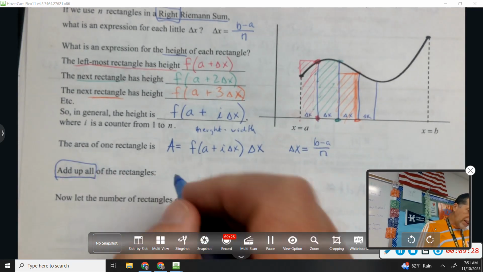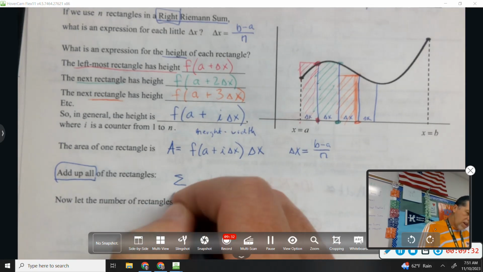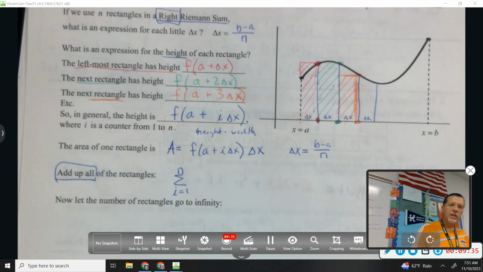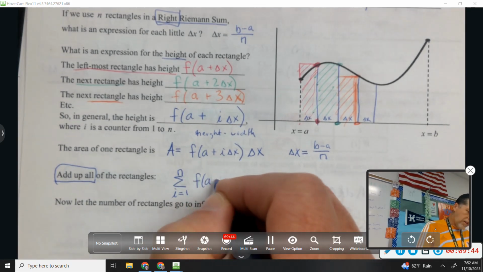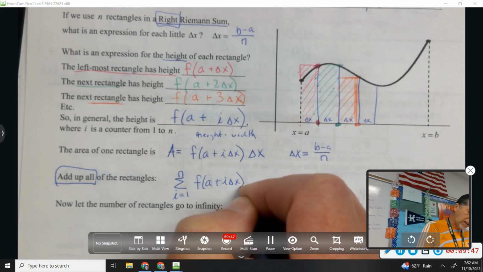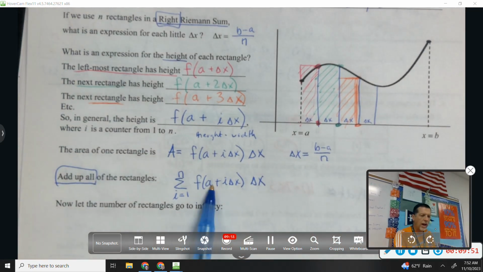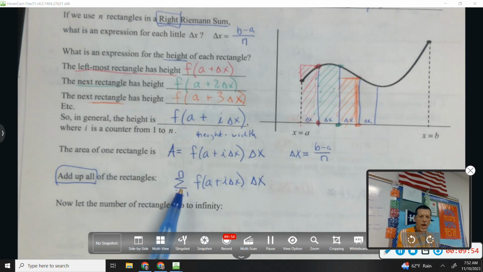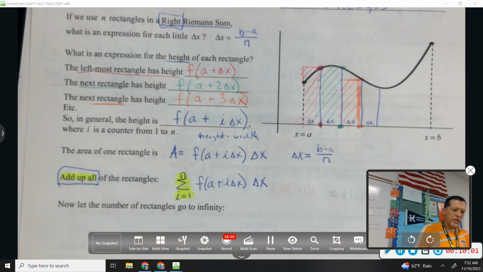Add up all, that sounds like sum from I equals 1 to n, because I is our counter. N is how many rectangles there are. F of A plus I delta x times delta x. So it's still the height times the width. We're just adding them all up. That's what that summation thing out front means. Add them all up.